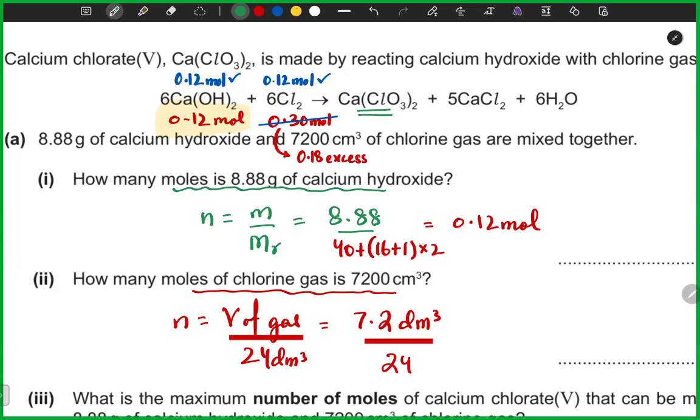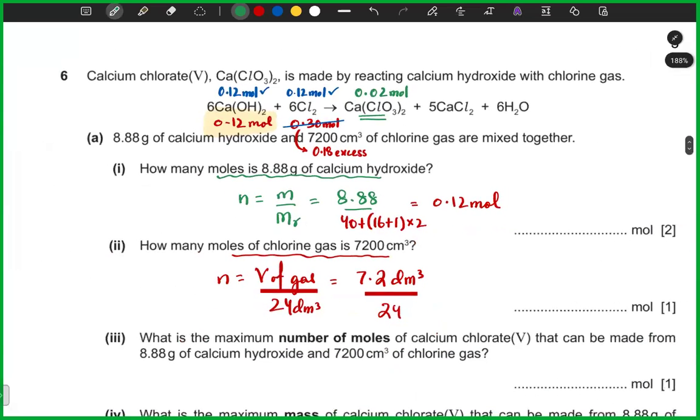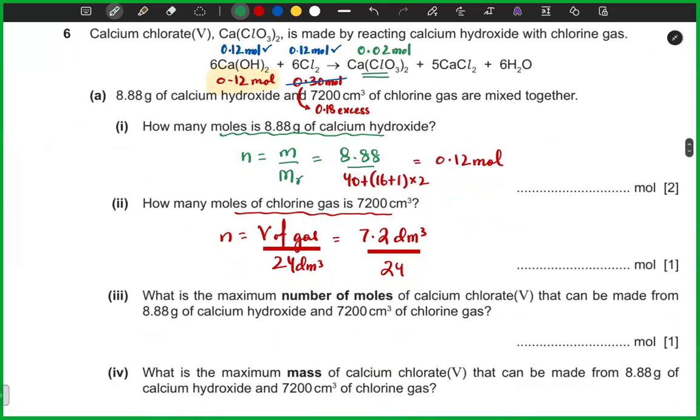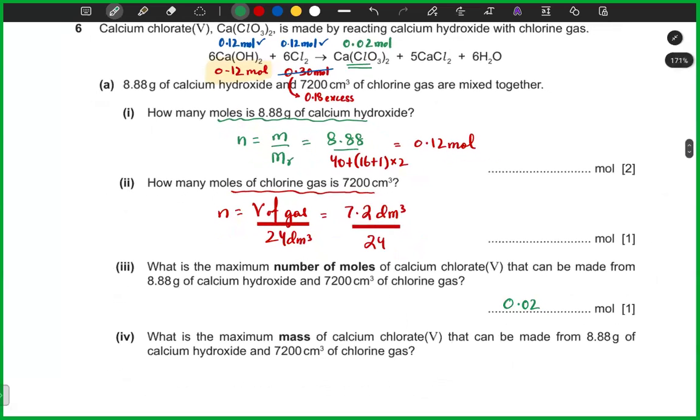So I'm getting 0.02 moles. That's calcium chlorate, the maximum moles you're going to get. I say, yeah, I get 0.02, right?